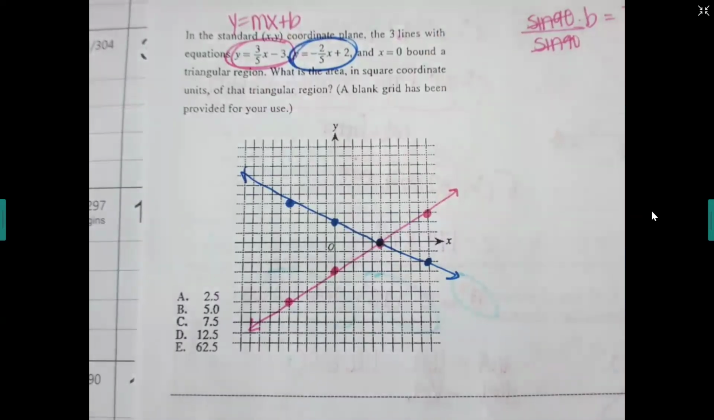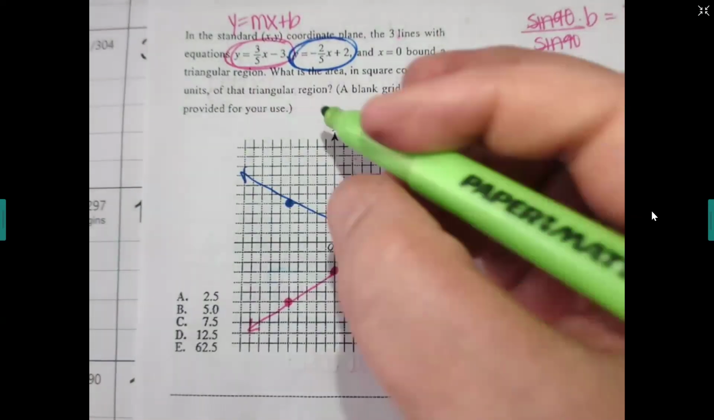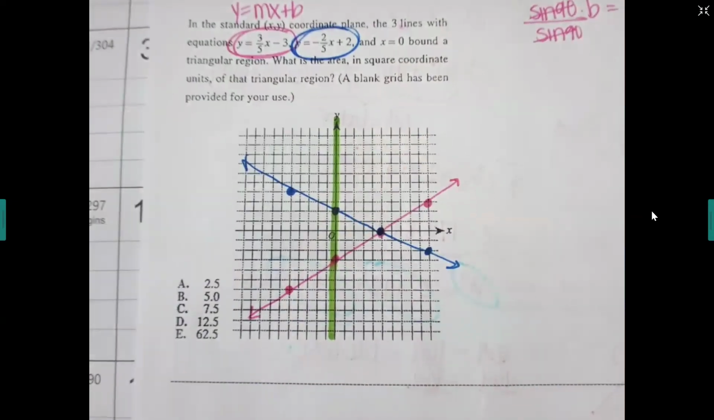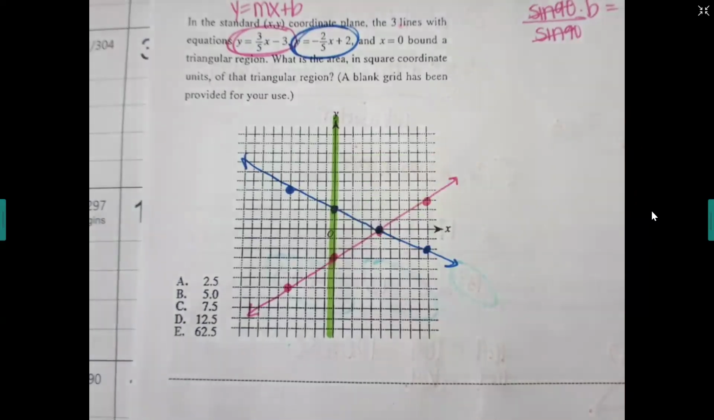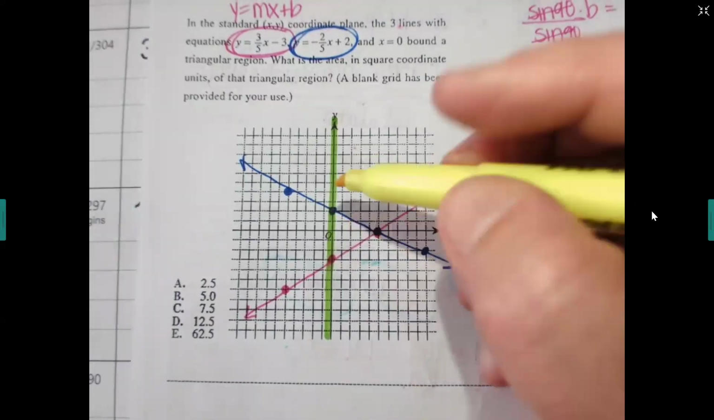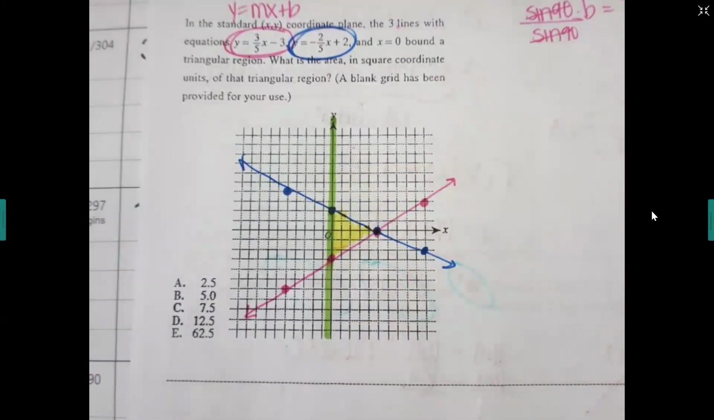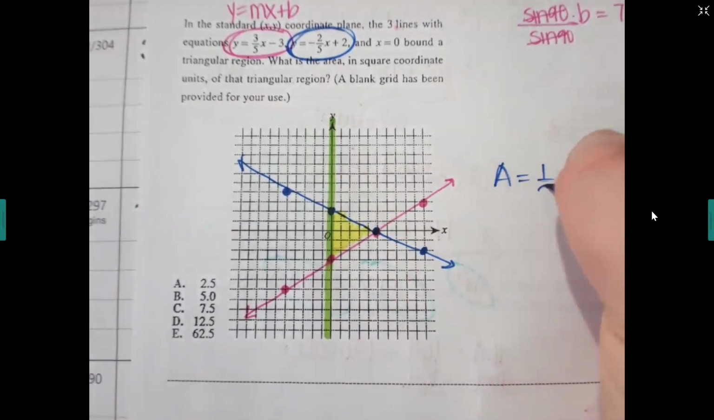Okay, and then the third line is x equals 0. That would just be this line right here. If you remember, we talked about vertical lines. That would be a vertical line through x equals 0, and then you can now see your little triangle. So write down its area equals 1/2 base times height.